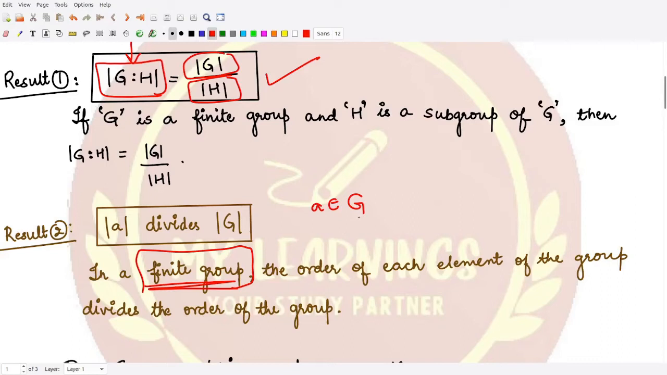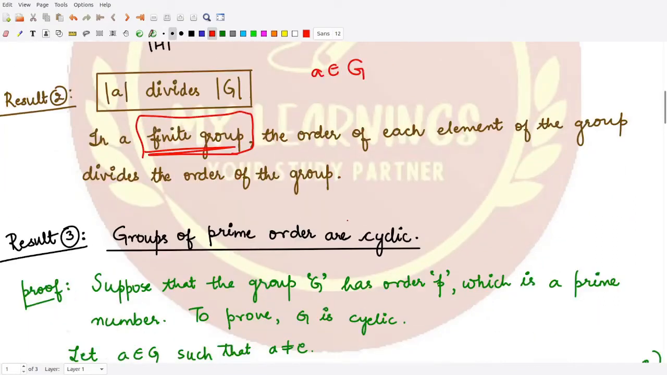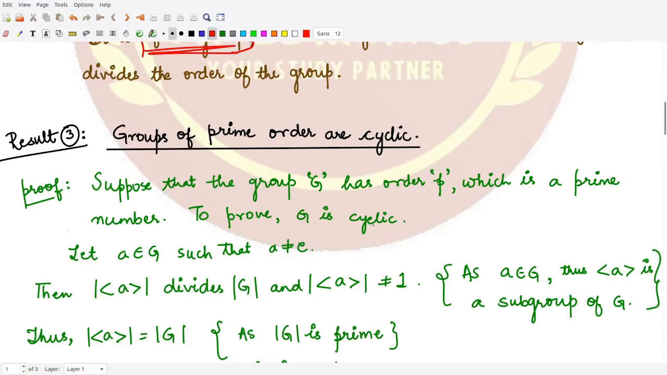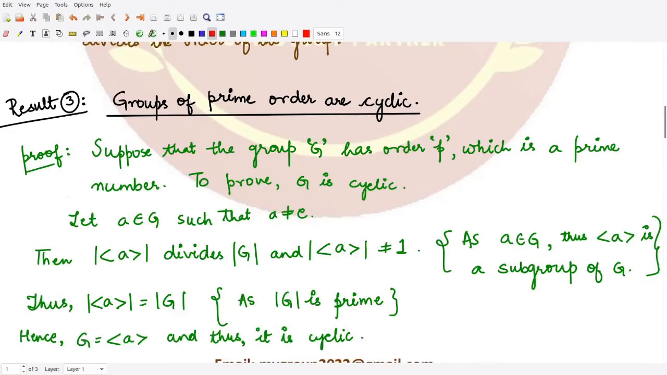Moving forward on to our third result, it tells us that the groups of prime order are cyclic. So here let's have a look at the proof. Suppose that G is such a group where the order of this group G is prime. So let's call the order to be P, and P is some prime number, right? So we need to prove that this group G is cyclic in nature, right?